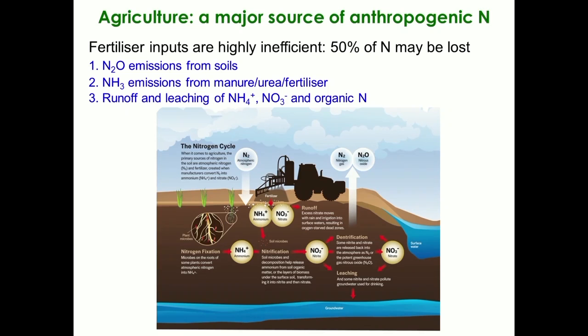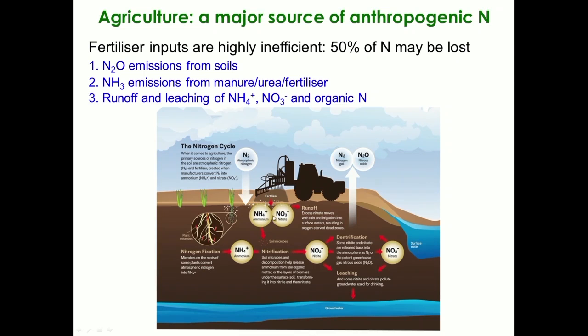There are 3 main routes by which nitrogen is being lost off of the crop, which are shown here. We've got nitrous oxide emissions from the soils. We've got ammonia emissions from manure and fertiliser, and we've got runoff and leaching of different forms of nitrogen, which are shown in this image here. So if we start with fertiliser, the farmer is adding fertiliser to his field, which is either in the form of nitrate fertiliser or ammonium fertiliser.